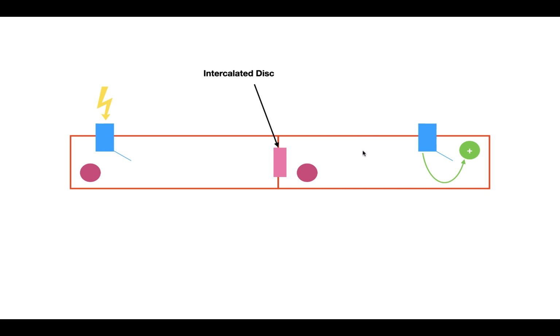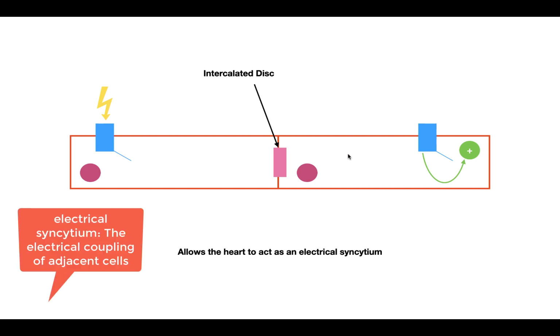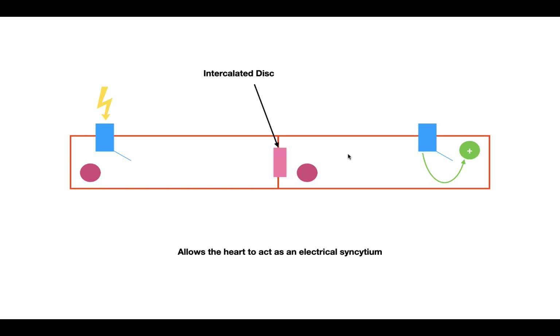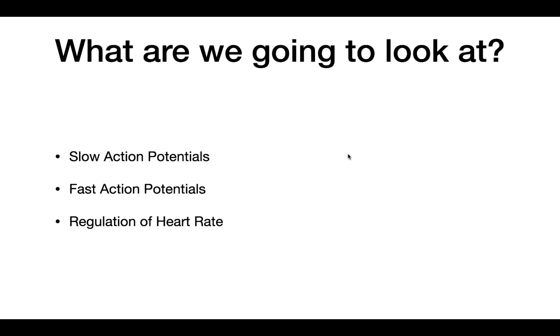And this is what happens in the heart, because in the heart, we have the cardiomyocytes, which make up the cardiac muscle, and the cardiomyocytes have these intercalated discs. And these intercalated discs allow the ions to pass from cell to cell, and it therefore allows the heart to act as an electrical syncytium. So in other words, it allows the heart to act as a highly efficient pump that's unified in action.